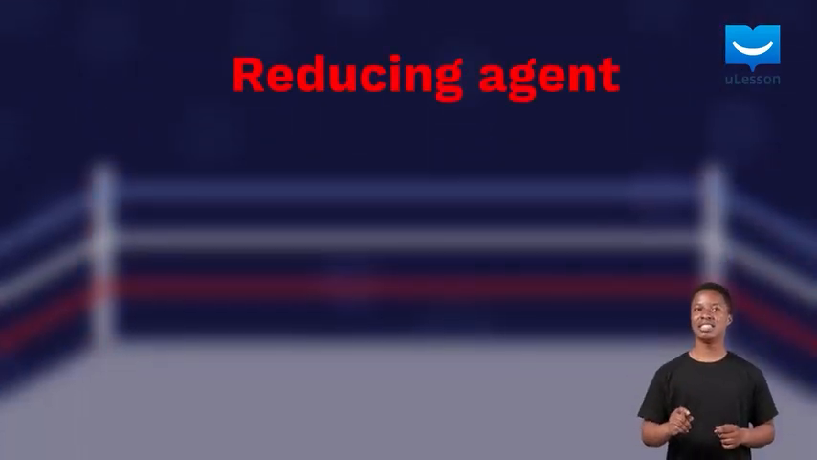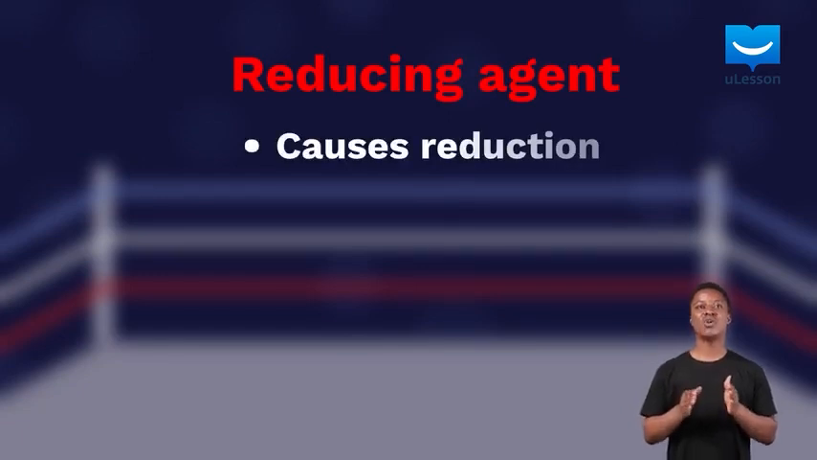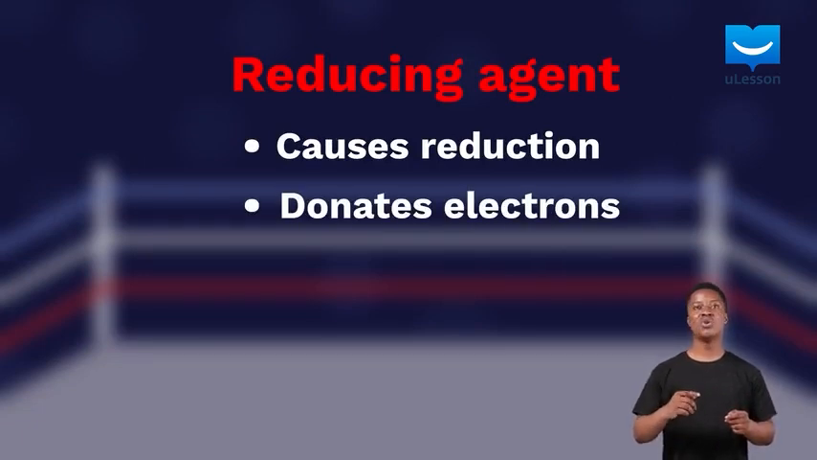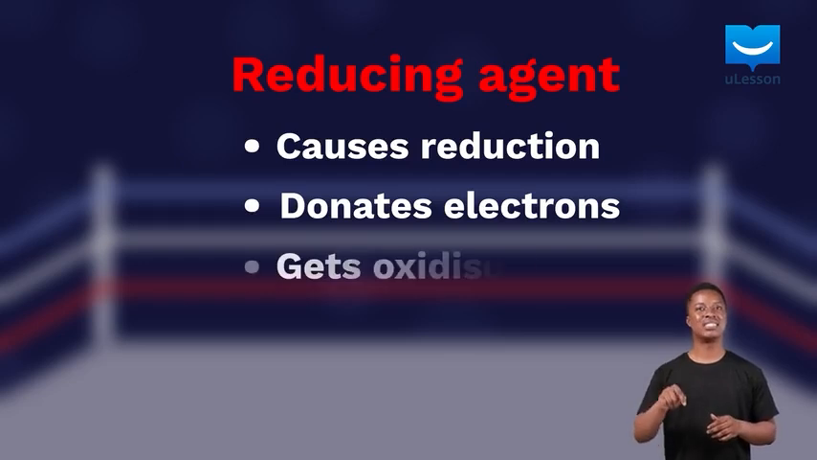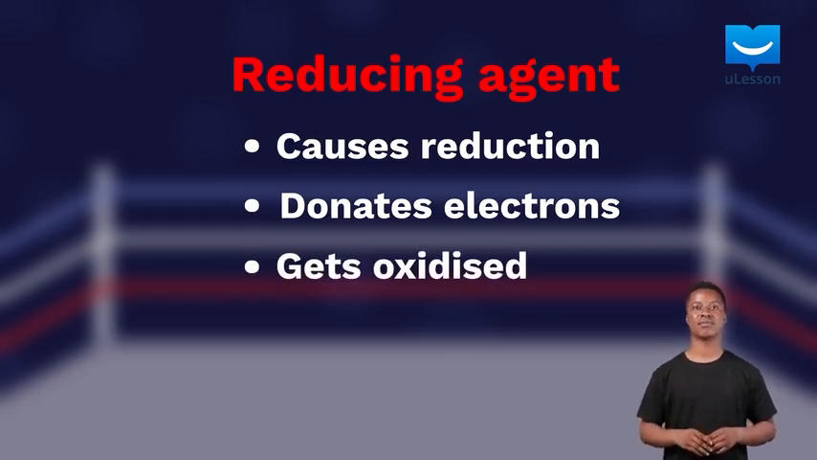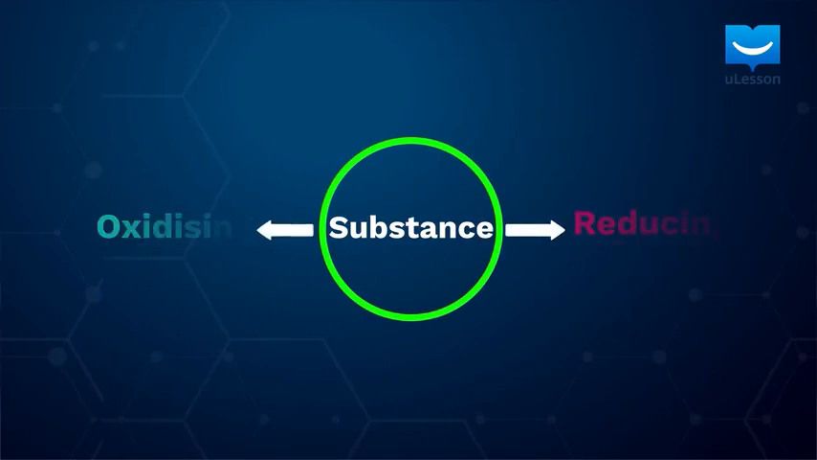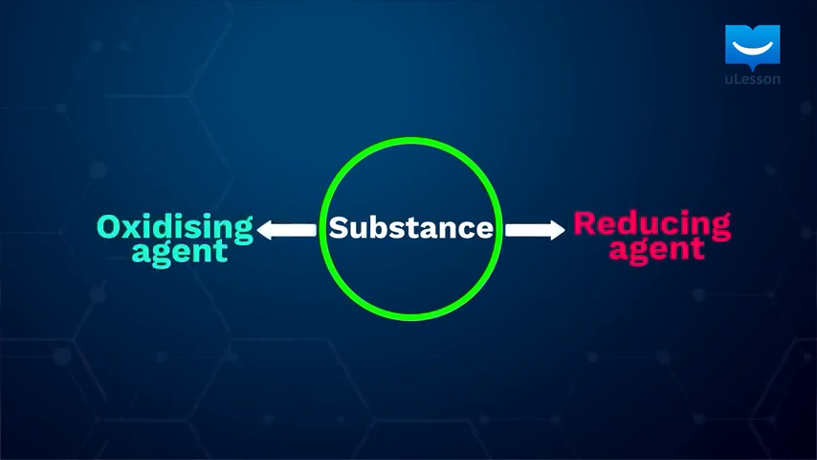The reducing agent is the reagent that causes the reduction of the other species in the reaction. It donates electrons, which increases its oxidation number. Hence, it is oxidized in the process. A fact to note is that a substance may be both a reducing agent and an oxidizing agent. It all depends on the opposite reagents.